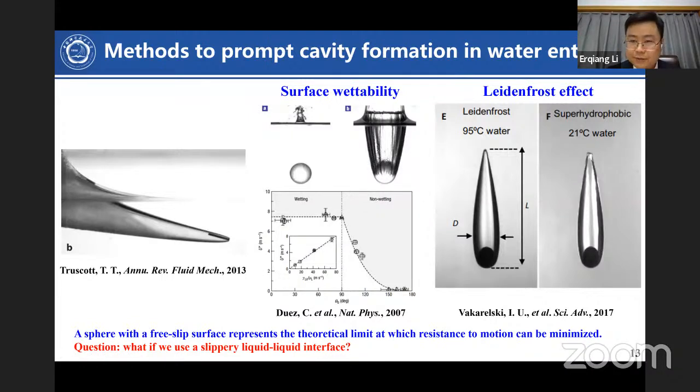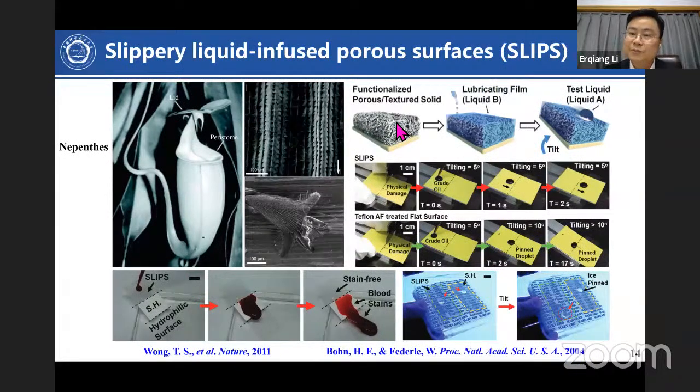So we refer to the SLIPS method or technique. Basically, it is inspired by this plant. What you do is you produce a structured solid surface with micro or nano structures or holes inside it. Then you put a lubricating film, usually an inert oil with low surface tension, on it. Then if you have another liquid which is immiscible with this lubricating film and you put a droplet on it, you will get extremely low contact angle hysteresis. And it can be used for many applications such as drag reduction, self-cleaning, this kind of thing.